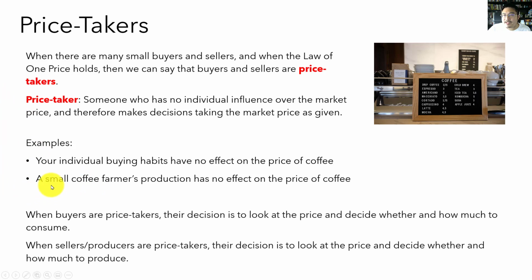Now, the consequence of being a price taker is that when buyers are price takers, their main decision is simply to look at the price. They're going to look at prices, say on a menu, and decide whether and how much they want to consume. So their choice is mainly a quantity-based choice, right? They're choosing how much to consume, taking the price as given. And similarly for sellers or producers, right? When sellers or producers are price takers, their decision is simply to look at the price and decide how much they want to produce and sell. So their decision is also a quantity-based decision of how much to produce and sell.